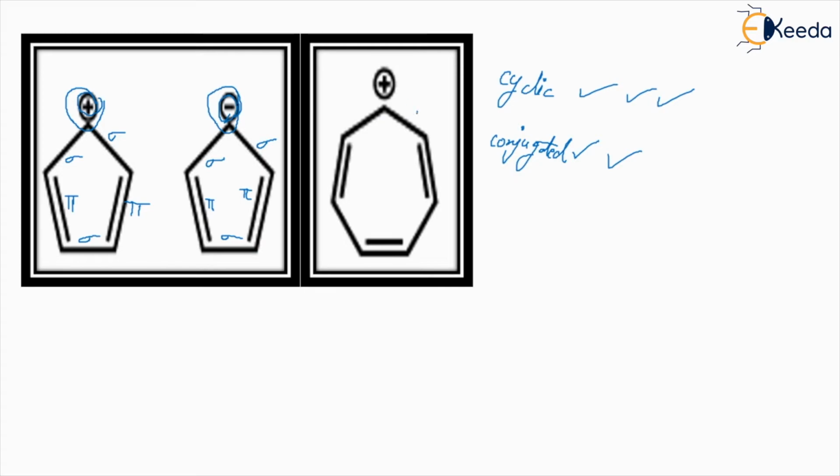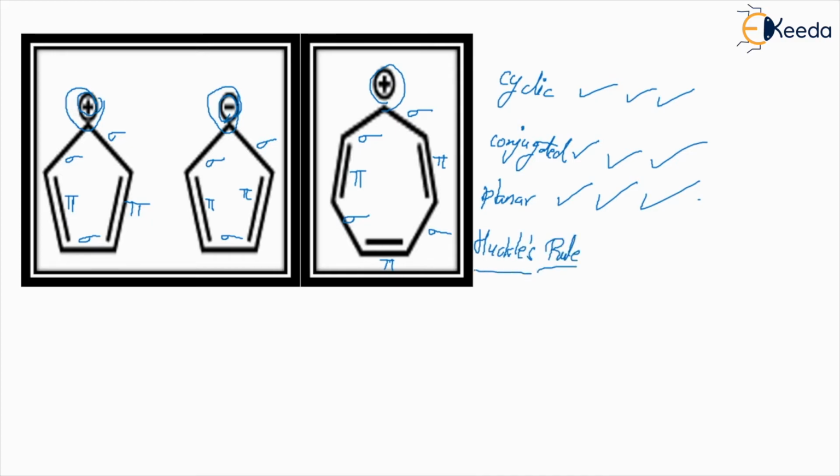Let us check over here. Sigma, pi, sigma, pi, sigma, pi, sigma, positive. Again, conjugated. Now, planar. As I said, all 3 of them will definitely be planar in nature. So, there's nothing to worry about that. And finally, we have to follow Huckel's rule. And what is Huckel's rule? 4n plus 2 pi electrons.